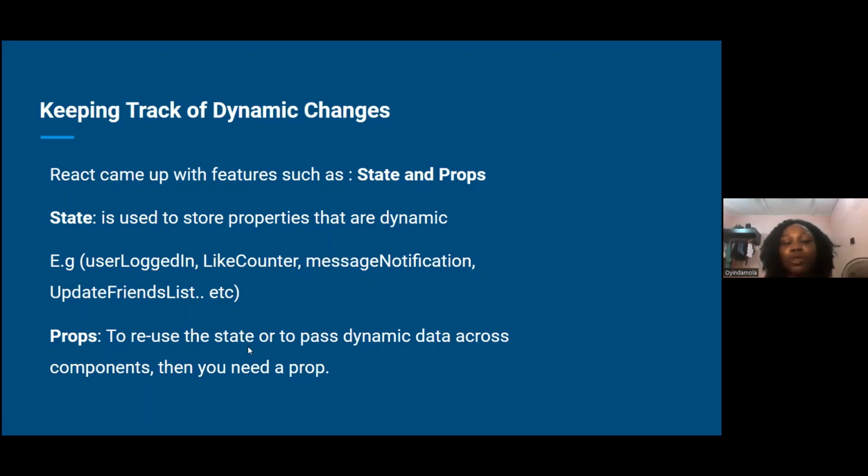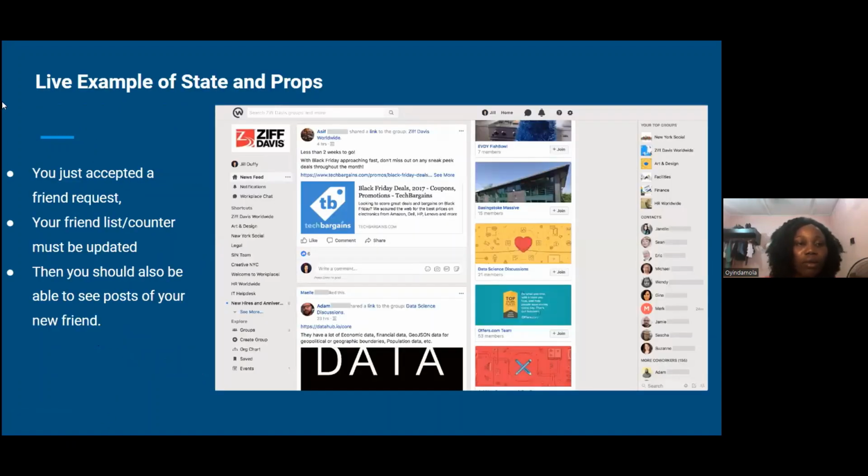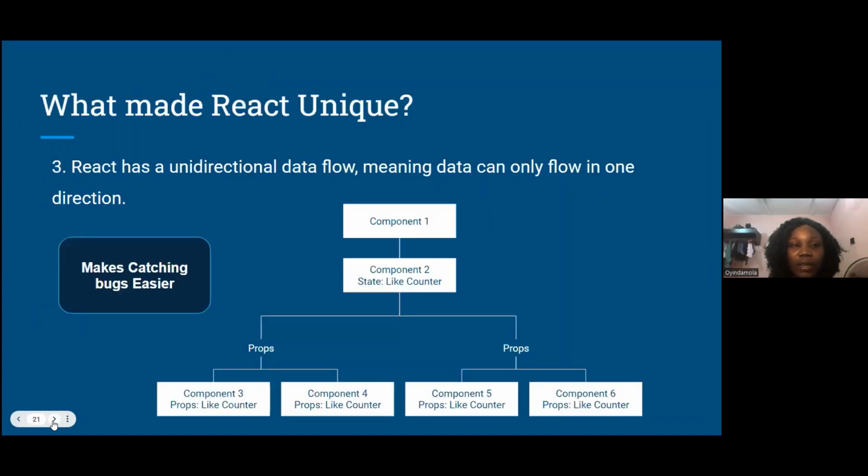So maybe you want to reuse these states in a place. You could use props, but mainly a prop is used to pass dynamic data across components. Let me go to the next example. So, this is a live example of a state. You just accepted a friend request. Your friend list or counter must be updated, and you should be able to see your new friend. We've talked about this. Just like the way Facebook works with like, comment, share, it just keeps states of what the website currently looks like.